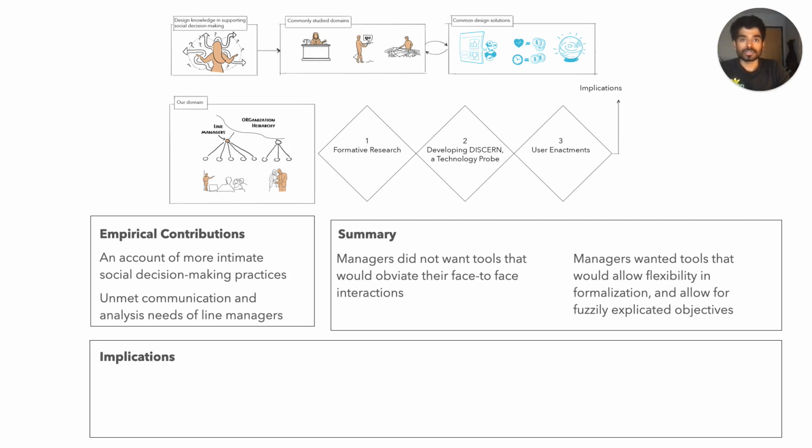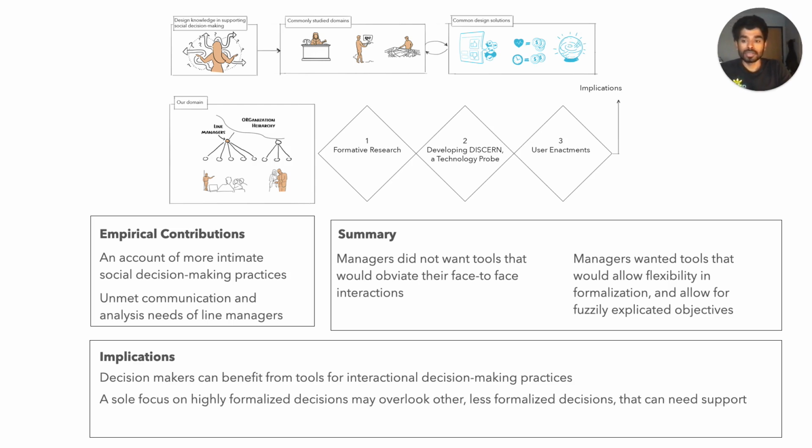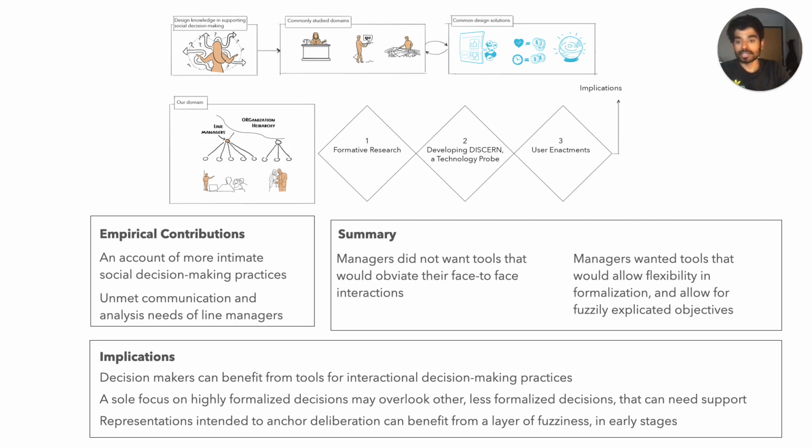These observations lend support to previous calls to look beyond data analysis and forecasting systems to include tools for interactional decision-making as greater priorities. We also suggest that a sole focus on highly formalized decisions and their precise mathematical modeling may overlook many other decisions in organizations that may be less formalized, but that may still benefit from some level of technological support. Finally, we suggest that representations intended to anchor deliberations, at least in early stages, can benefit from a layer of fuzziness or ambiguity.